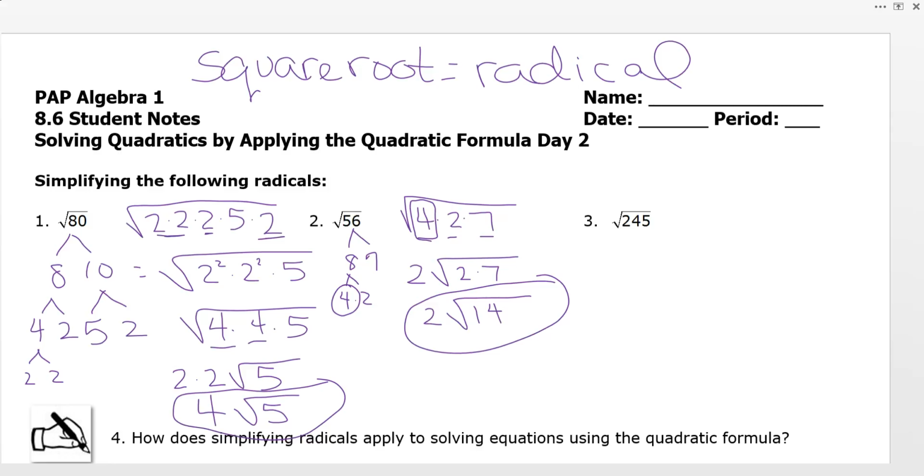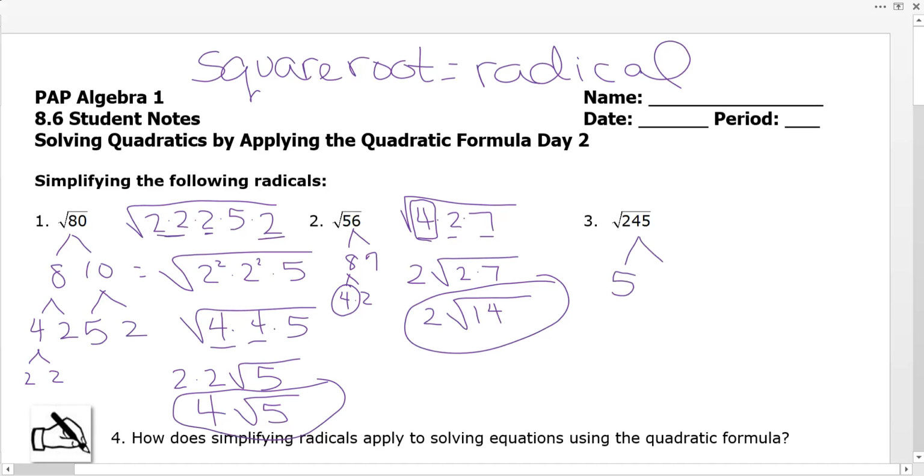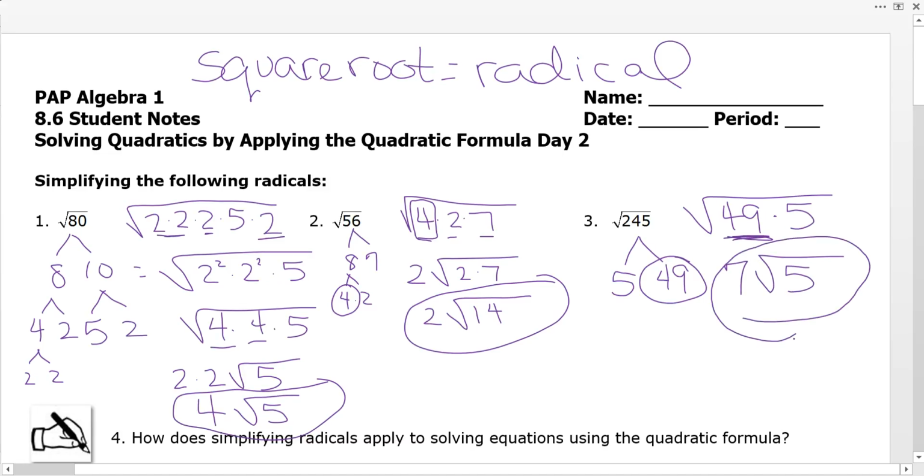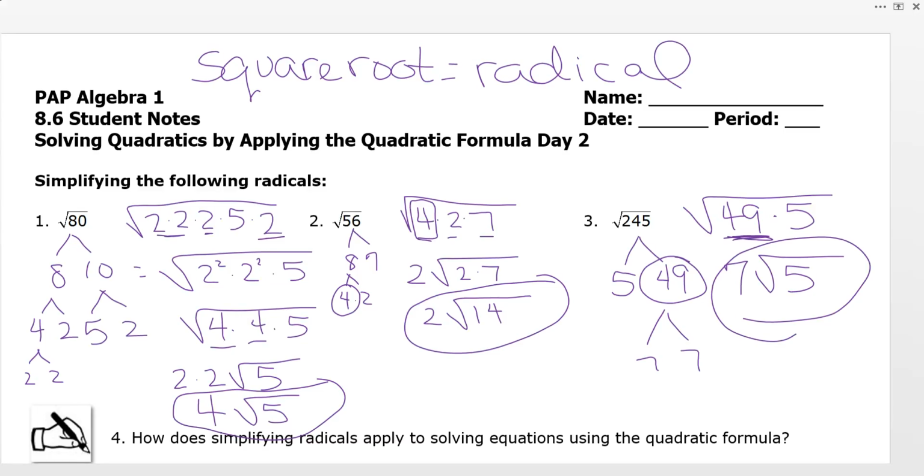Okay, let's do 245. I know I can divide by 5. 5 goes into 24 4 times. 4 left over, 45. 5 goes into 45 9 times. Oh, look, a perfect square. I'm done. I'm not going to do any more work, because if I have the square root of 49 times 5, and I can take the square root of 49, which is 7, then I end up with 7 times the square root of 5. That's what I'm talking about. So I could have done 7 and 7, but when I saw 49 and I knew it was a perfect square, I could put it under my radical sign.